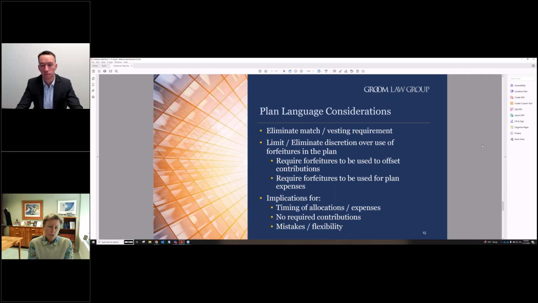The other thing is you could say, well, look, it's just a drop in the bucket in terms of match. So let's just say plan forfeitures have to be used to pay plan expenses. You could do that. And then you would just set the rules. And then, that would be that.